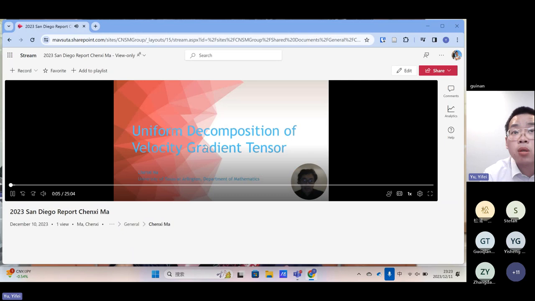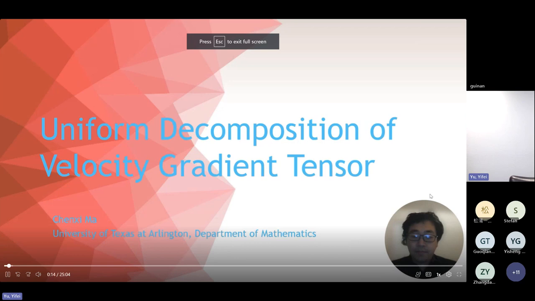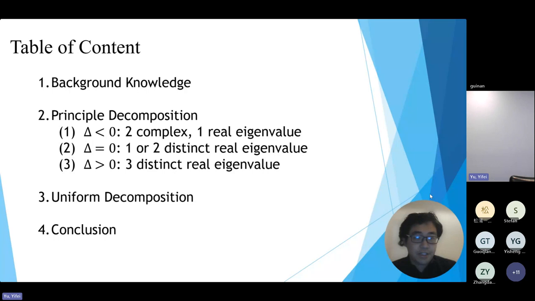Of Texas at Arlington, Department of Mathematics. Today I'm going to talk about the uniform decomposition of velocity gradient tensor. First, I'm going to introduce some background knowledge, and then I'm going to talk about the principal decomposition and the three different cases. After that, I will explain why we refer to this as a uniform decomposition, how these three different cases are related to each other, and the conclusion after that.